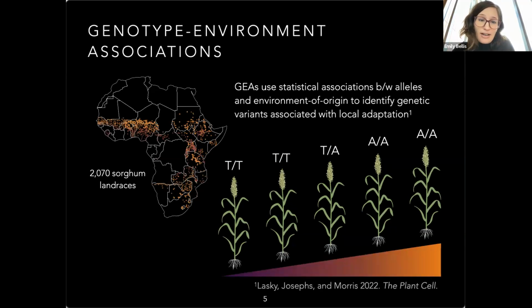The idea with a GEA is that landraces, because they've been passed along for many, many generations, we hypothesize that they're adapted to their environment of origin. If we find alleles that are more common in very dry environments, for example, those alleles might be important for adaptation to drought. That's the kind of signature that we're often looking for with a GEA analysis. In practice, this is basically a GWAS, where instead of a phenotype, you have environment, like precipitation at the location of origin, as your dependent variable.